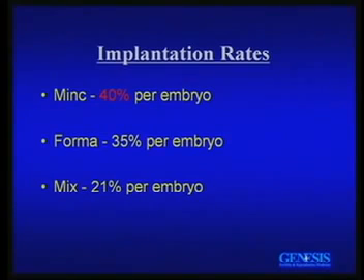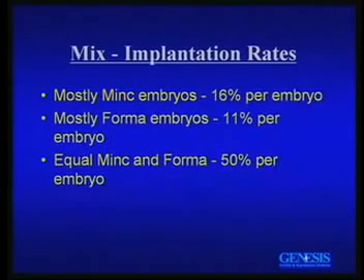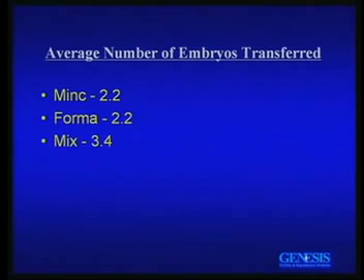And I also went back and looked at the implantation rates per embryo. It was 40% per embryo with the MINC, 35% with the forma, and 21% when I did a mix. When I looked at the implantation rates of the mixed embryos, it was 16% per embryo when the majority of the embryos came from the MINC system, 11% from the forma, and when they were equal, it was a 50% rate. I also looked at the average number of embryos that we transferred, 2.2 in the MINC, 2.2 in the forma, and a higher 3.4 when we put back embryos from both systems.